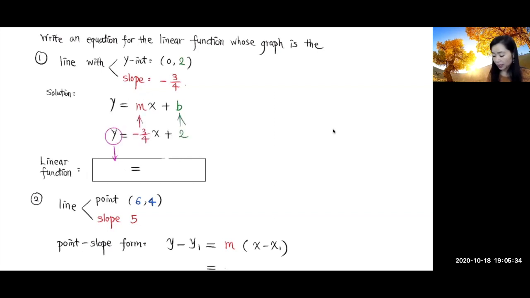The slope here is -3/4, and the y-intercept here is 2, so we substitute. Now we're looking for the function. So finally, we're going to replace this y with f of x using function notation. So f of x equals -3/4 x plus 2. So this is the linear function. This is the function notation. Replace y by this function notation.